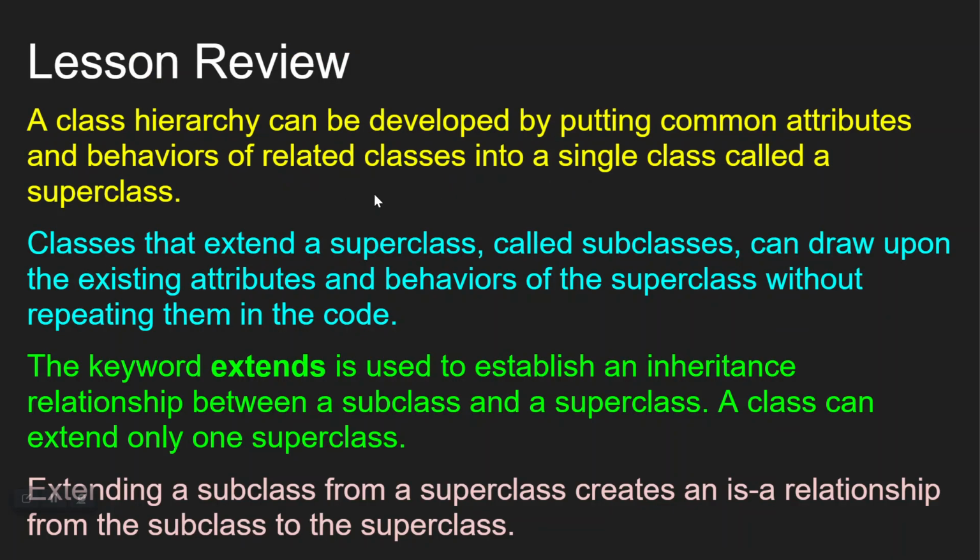All right, so let's do our lesson review here. A class hierarchy can be developed by putting common attributes and behaviors of related classes into a single class called a superclass. Classes that extend a superclass, which are called subclasses, can draw upon the existing attributes and behaviors of the superclass without having to repeat them in the code.